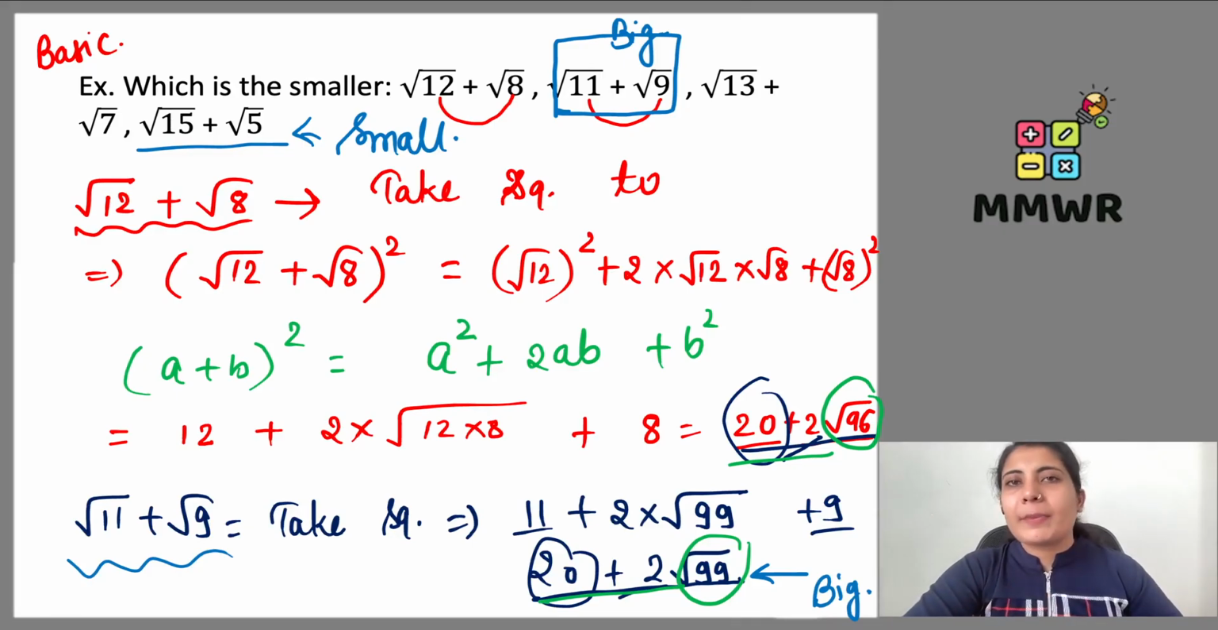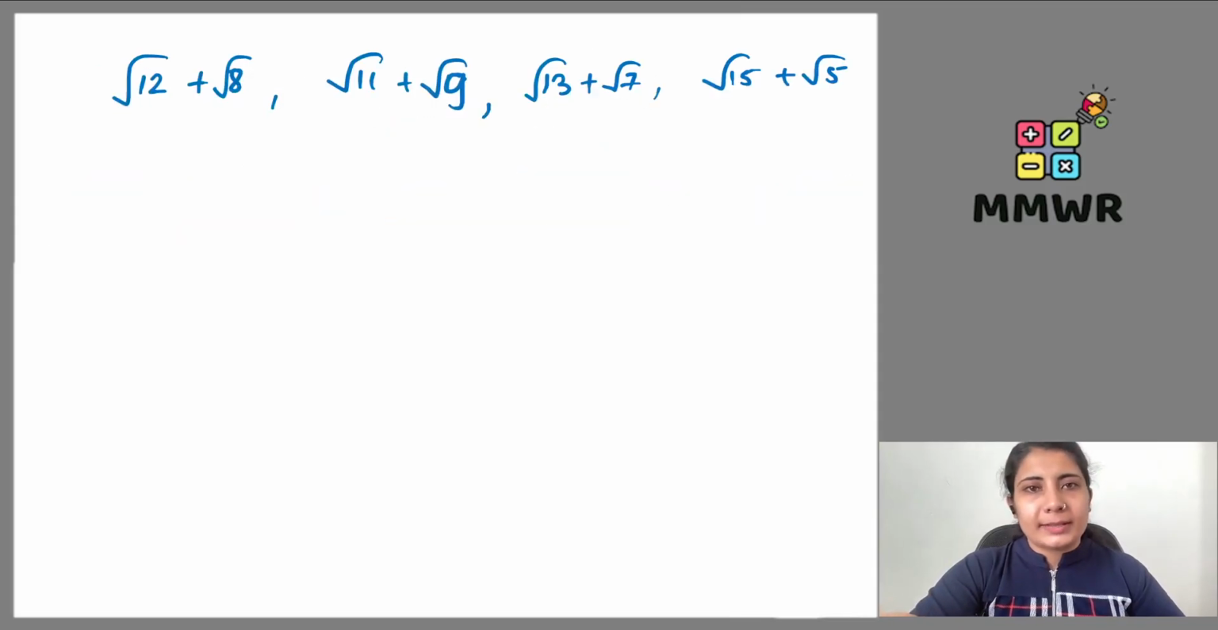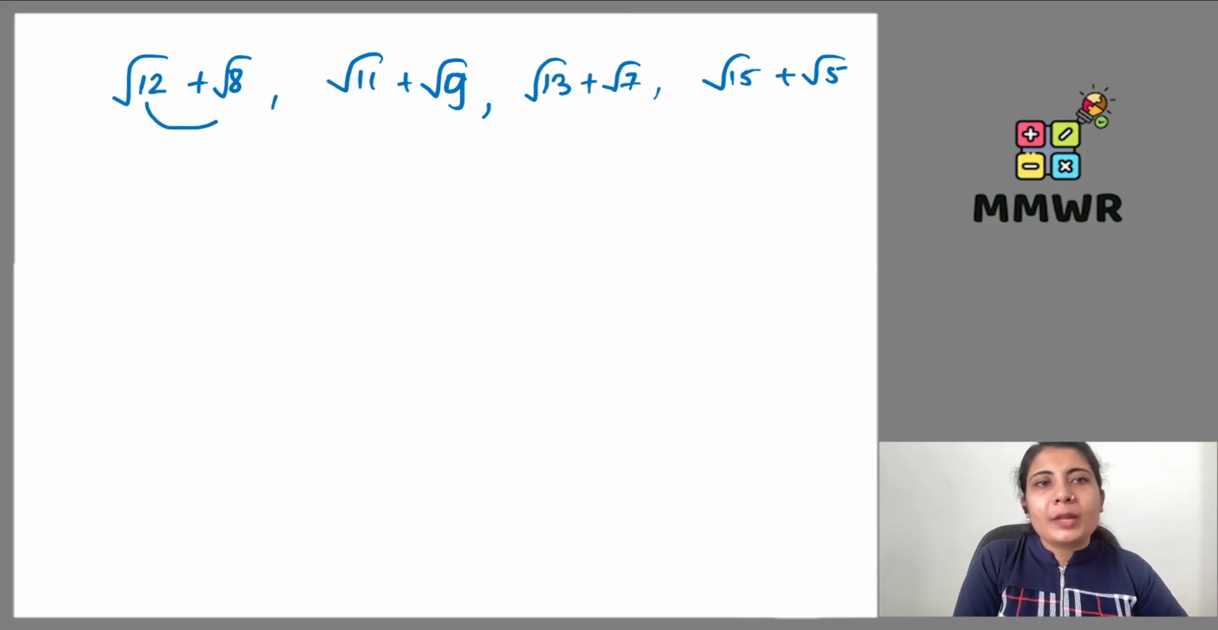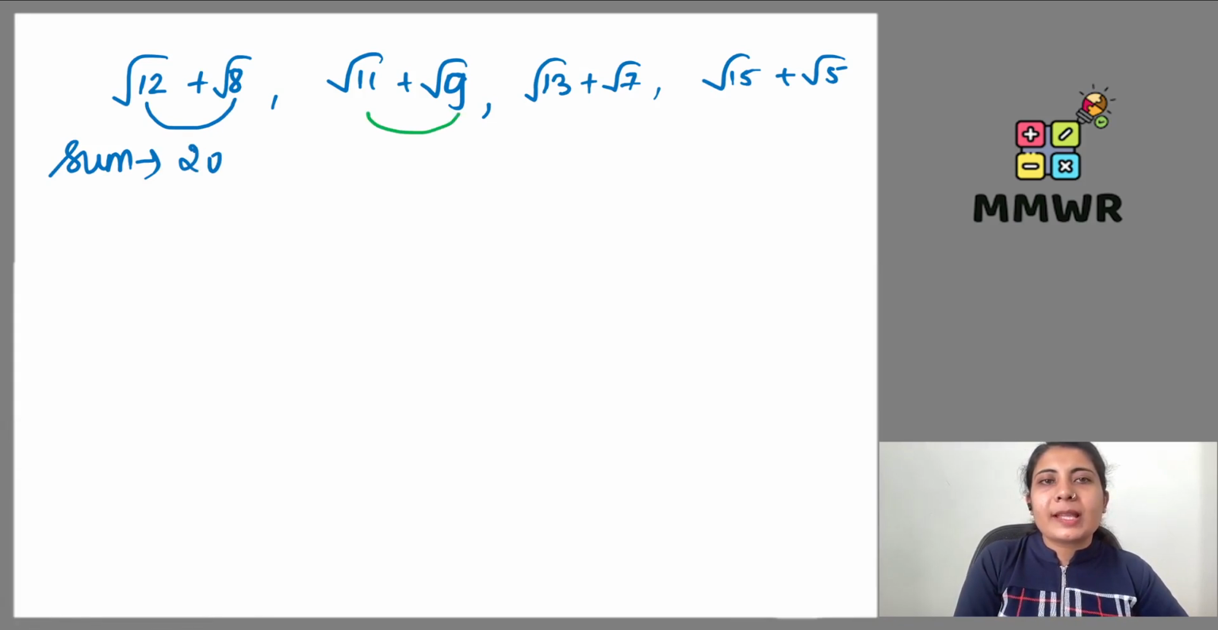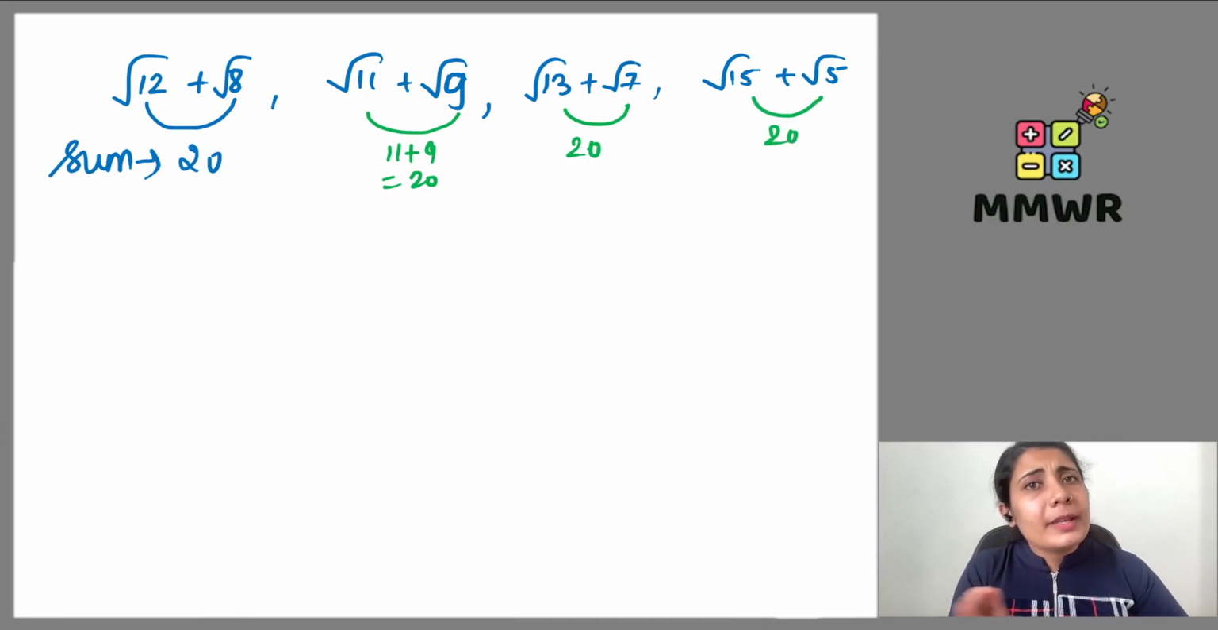Why was this 20 commonly appearing in all of them? Because on squaring, our addition is happening. That is why when you get such a case, the sum of the numbers in the roots, the sum of the number 12 plus 8 is 20. Here also the sum of the number 11 plus 9 is 20. 13 plus 7 is 20. 15 plus 5 is also 20. Everywhere we are getting the exact same number, 20, 20, 20, as the sum.